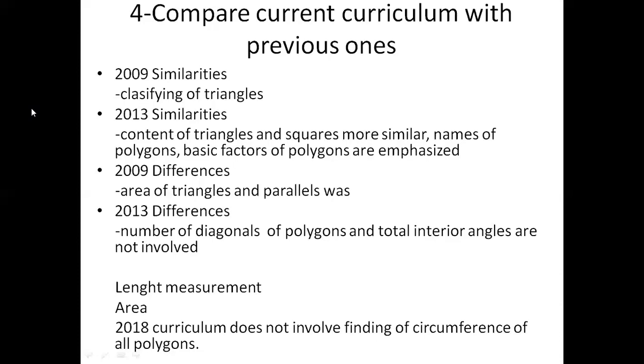In 2013, the content of triangles and squares is more similar, like names of polygons, basic elements of polygons, such as diagonal line, angles, corners are emphasized. Number of diagonals of polygons and total interior angles are not involved. About length measurement, same objectives, but converting decimeter to meter or millimeter is new. Conceptual meaning of area, calculating area with centimeter or meter unit, creating different squares having the same area, and solving problems related to finding area of square are similar. But the 2018 curriculum doesn't involve finding the circumference of all polygons.